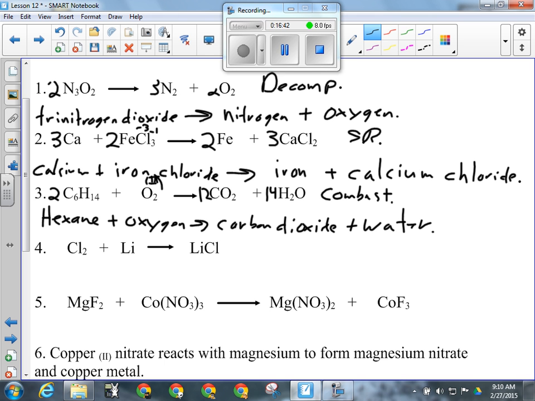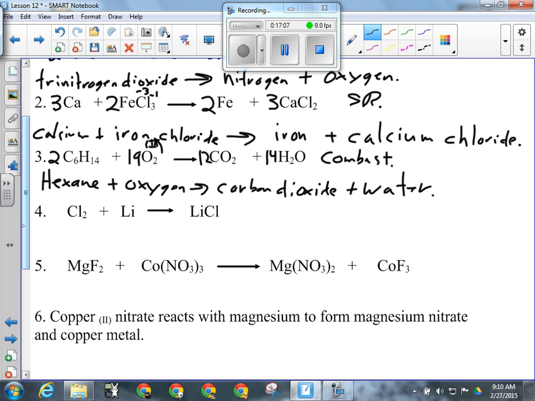Now I've got to balance the oxygens. There's 14 oxygens here, and there's 24 here, which gives me a total of 38. 19 times 2 is 38. Everybody all right with that? Yes? Okay, we've done that reaction a few times now. I'll give you a few more minutes to try 4 and 5, and this time I'll remember to pause the recording.